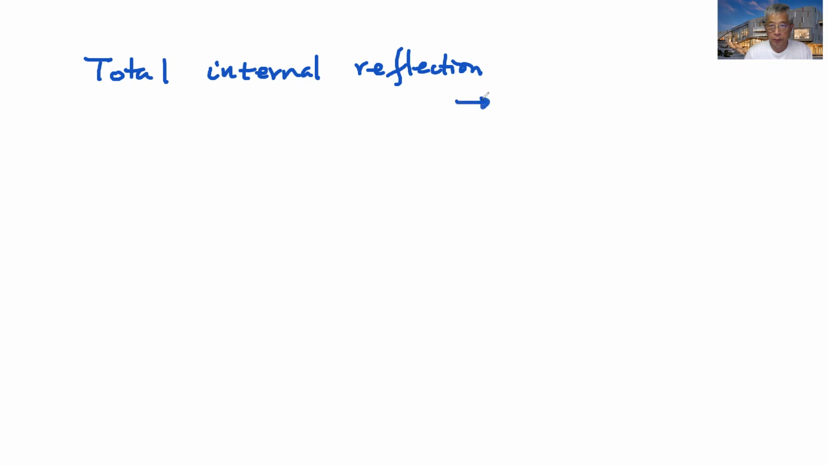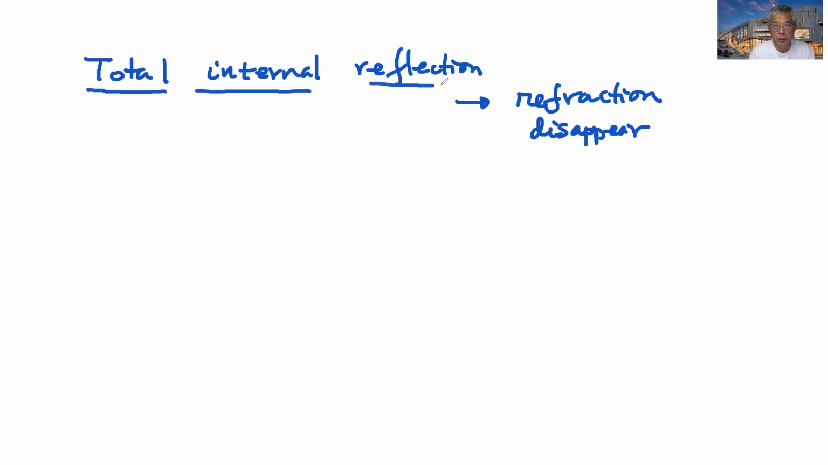Hello, we're going to talk about total internal reflection. From the name of it, it indicates that there will be normal refraction, but at some point, refraction disappears. So what condition would make this happen? That is the question, and this is your topic.